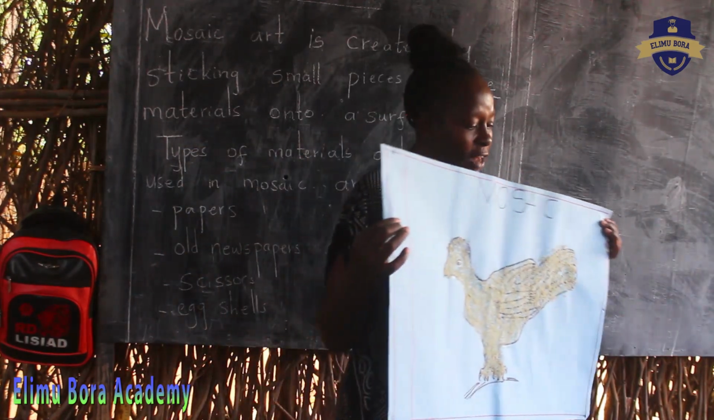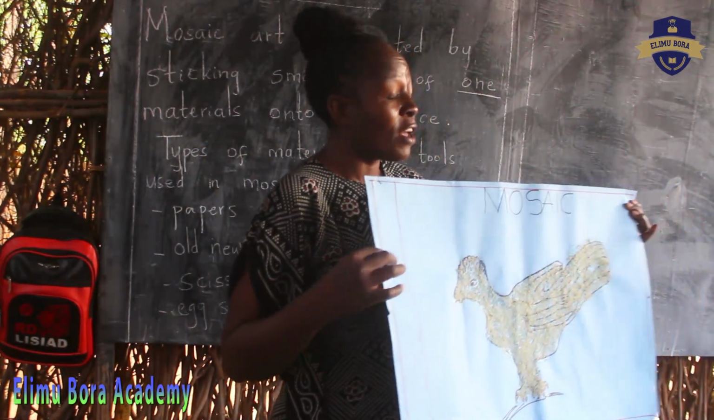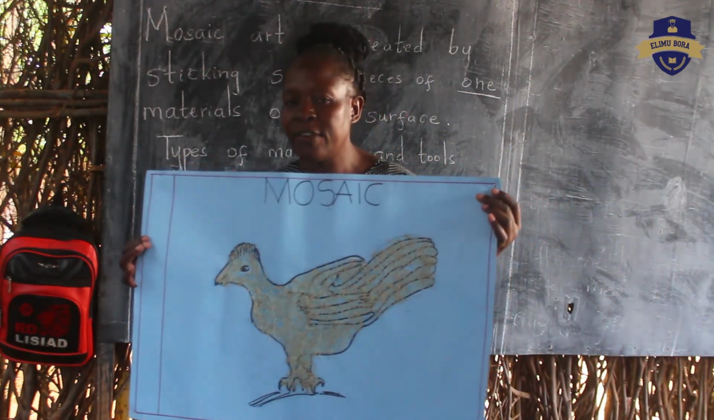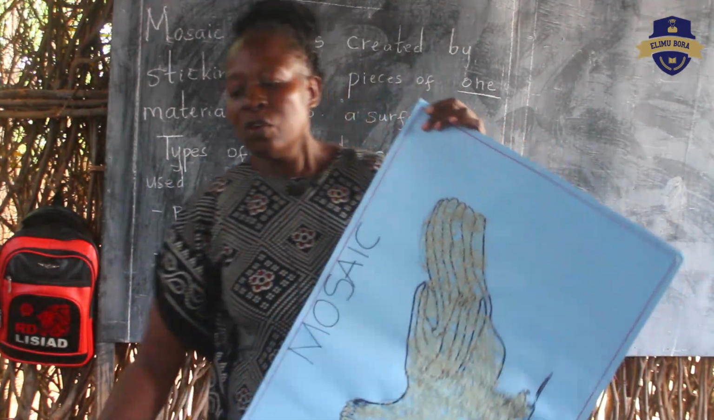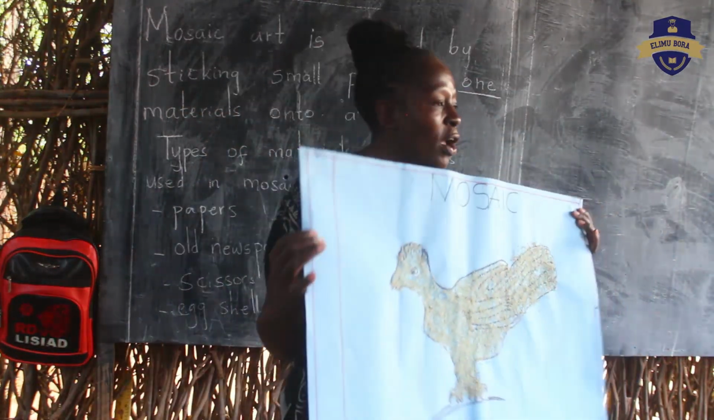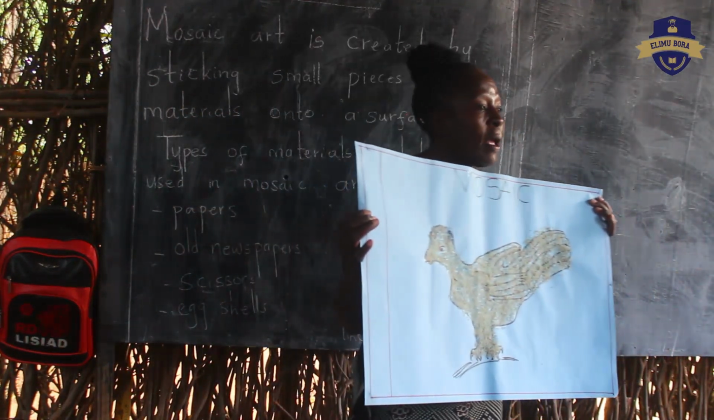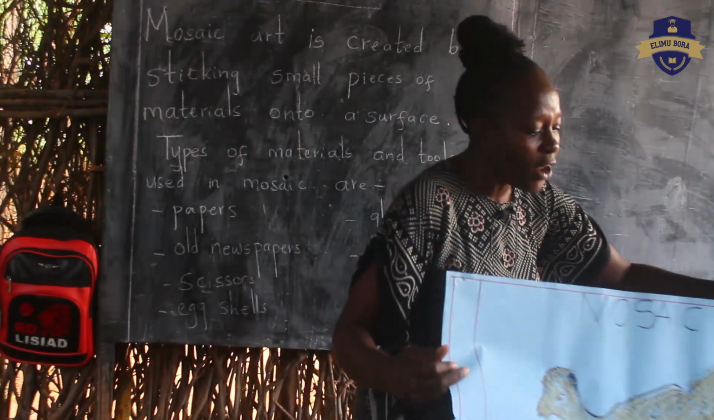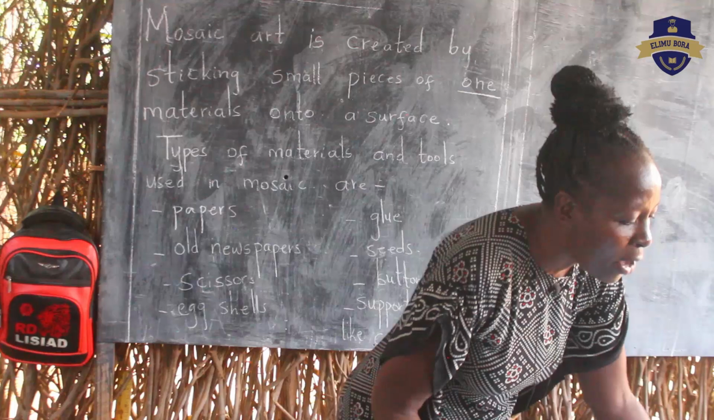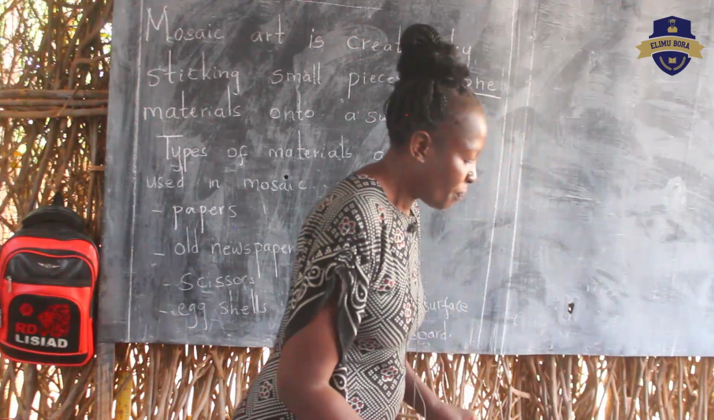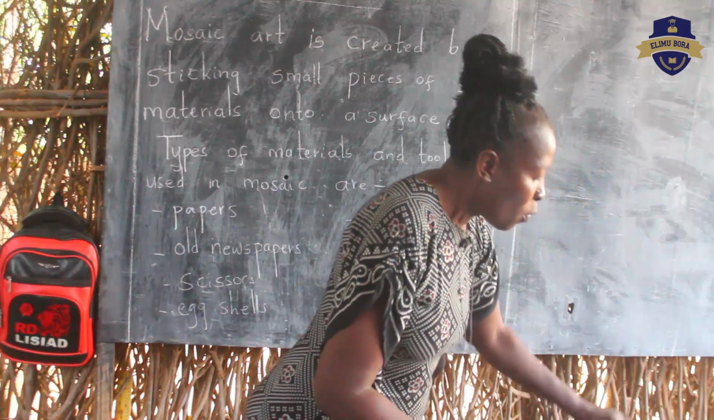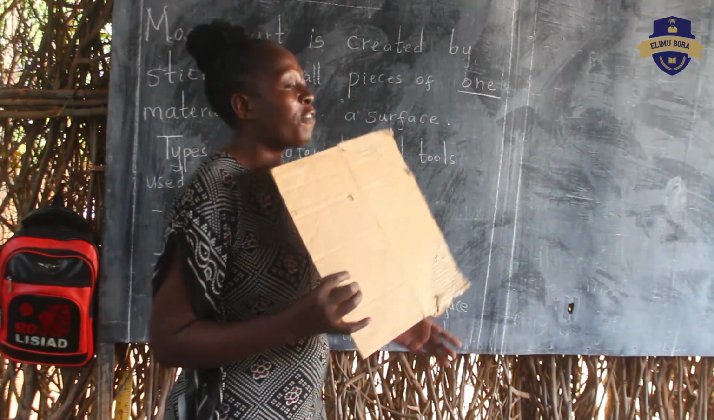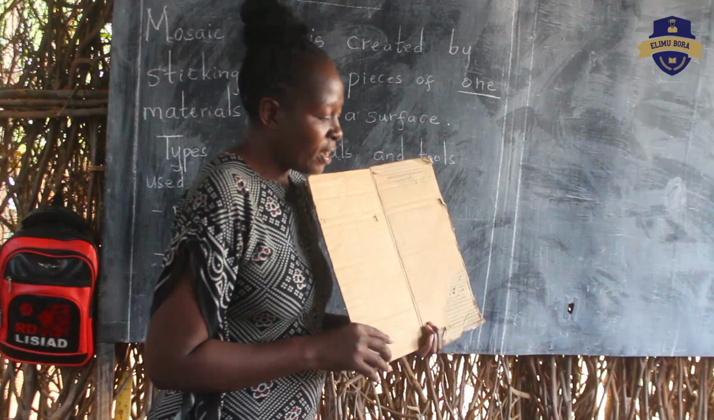Now when you are making mosaic, before you make the mosaic first, you must draw the picture that you want. So when you are drawing, you must draw a good picture. Now, we have different materials used when you are making mosaic, isn't it? For example, you must have a carton or a support surface when you want to draw, isn't it?